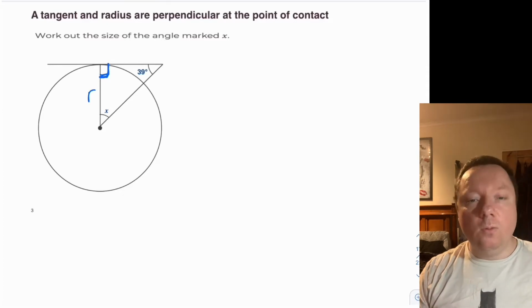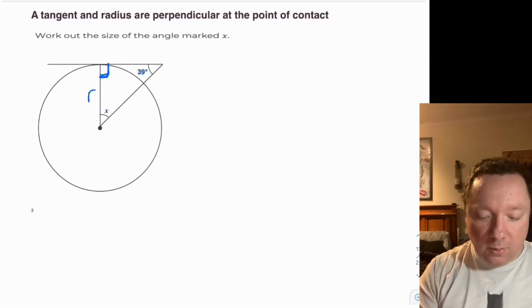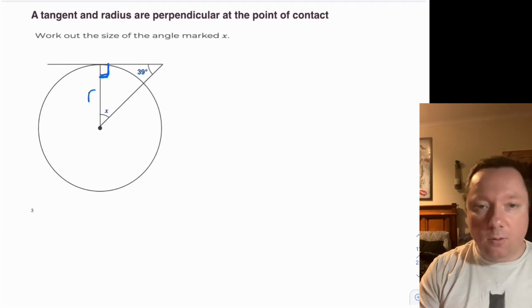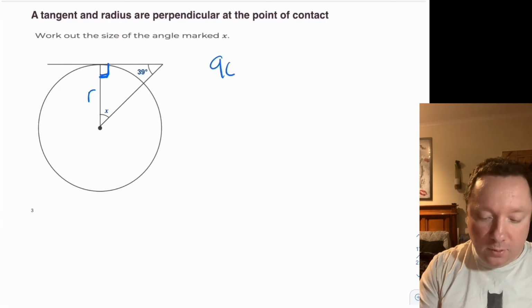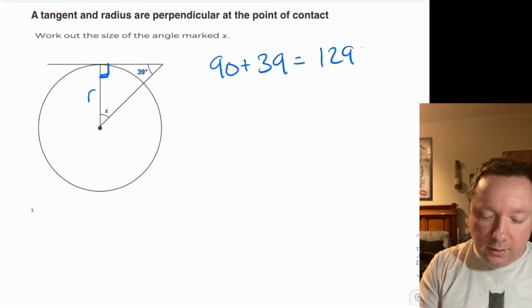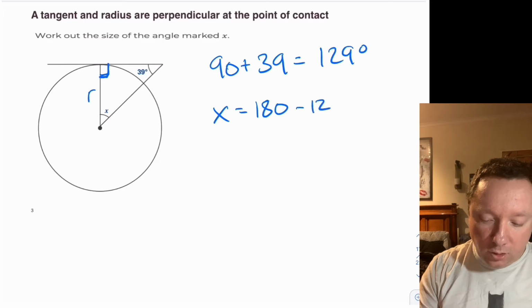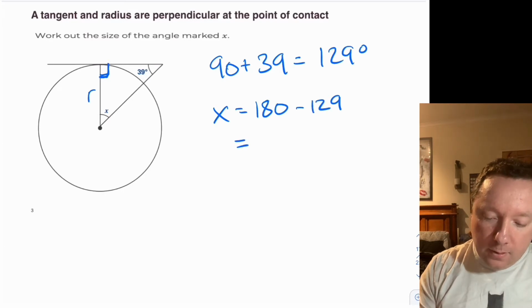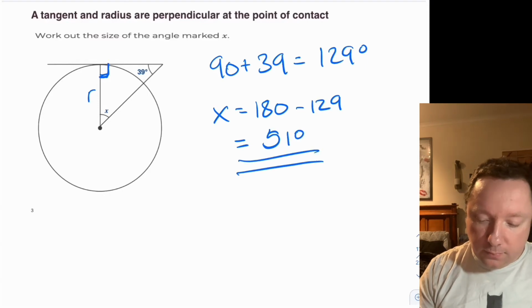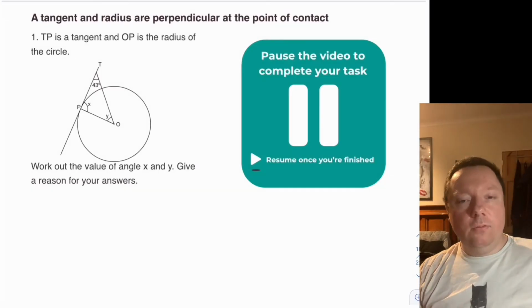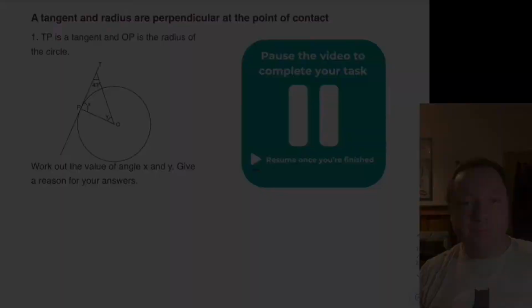So I've now worked one angle out in the triangle, but I've already got another one. Angles in a triangle make 180. So I can do 90 plus 39 is 129 degrees. So X is 180 minus 129, which is 51 degrees. Give that a go yourself with this question and come back when you're done.